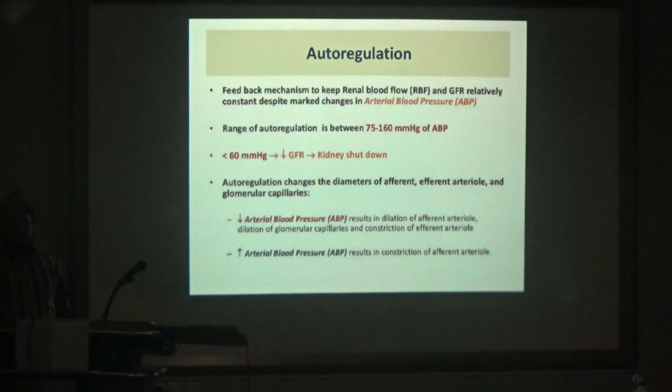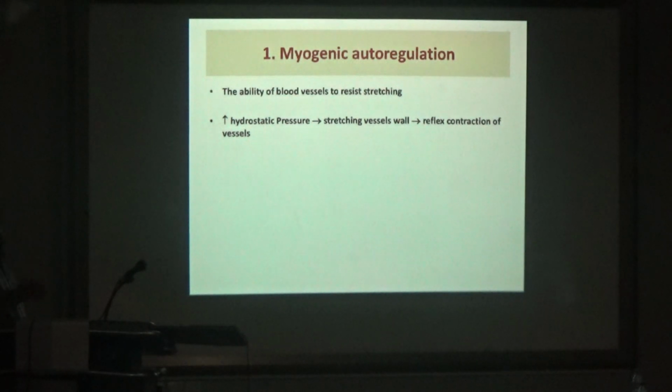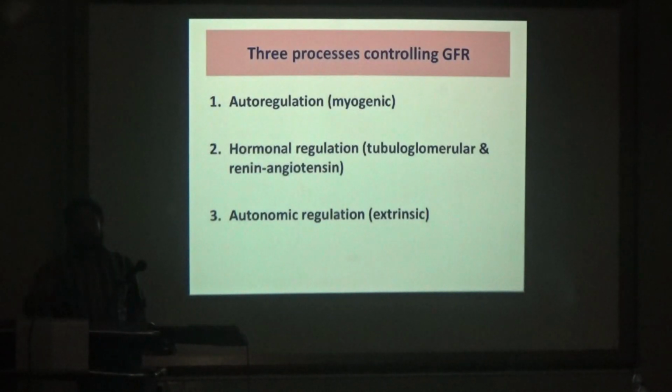Any question? Did you get this point right? The first is myogenic. The second is hormonal and the third is autonomic regulation. Let's look at these two. Can anybody tell in Arabic, who got it correct, what I meant by myogenic and by the afferent condition?